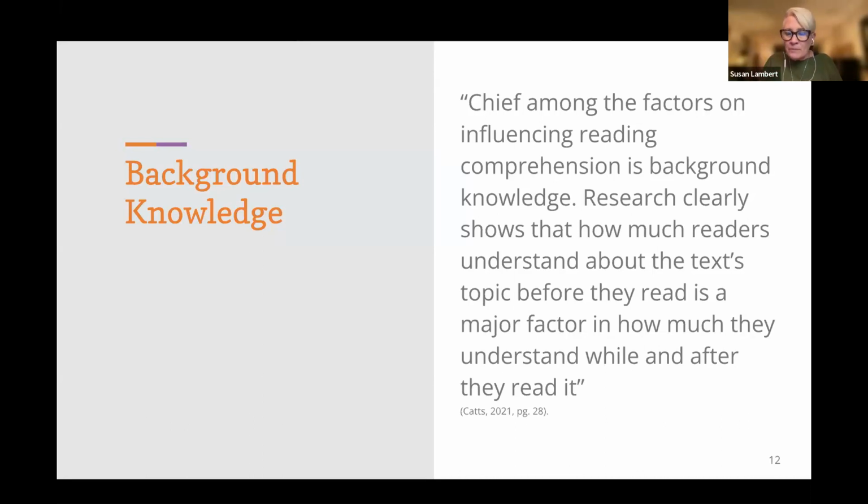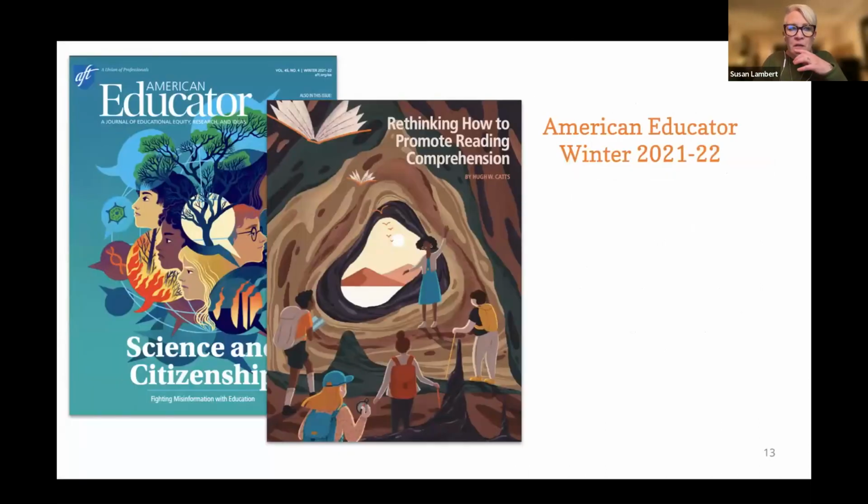And remember, in science instruction, there is an element of reading comprehension. You're going to be interacting with texts and kids are going to be writing in response to what they're learning. That's an important part of literacy. And so background knowledge is really important. The American Educator, Winter 2021 issue. You have to get this one. It's really good. Eric, I'm not going to put you on the spot, but I wonder if you've read it. And if you haven't, you need to.